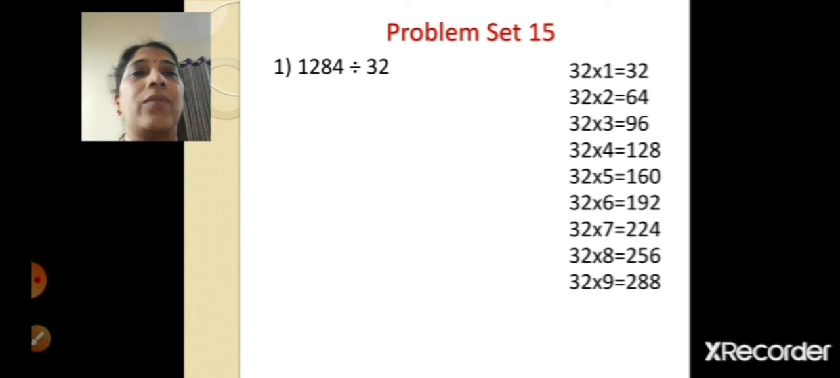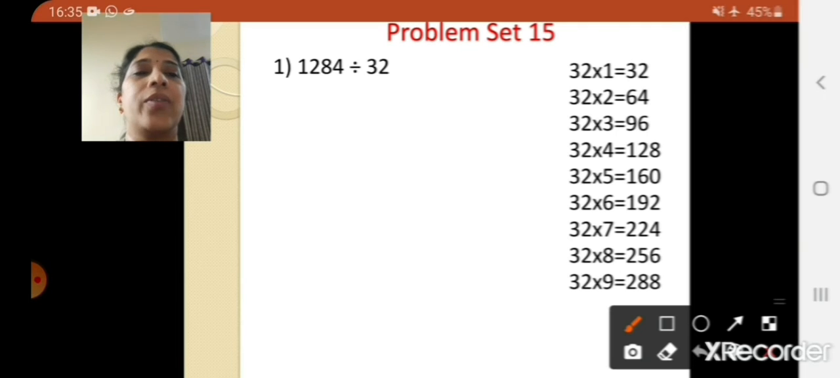Now let's start with problem set 15. In problem set 15, the first one is 1284 divided by 32. As I told you children, I have already written the table of 32 on the right hand side, so that you can easily carry out the division.